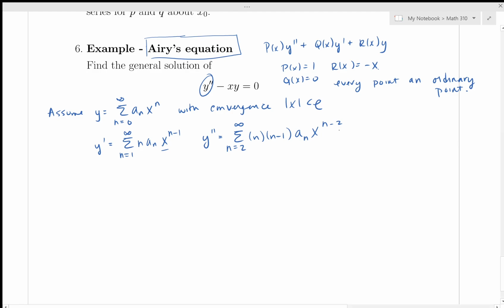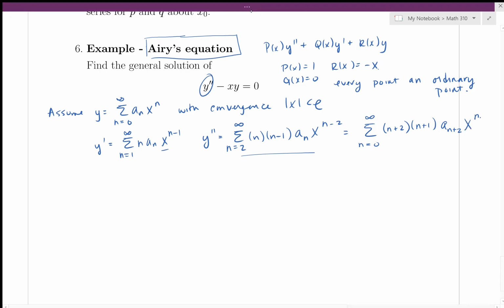Then what I'm going to do, which is why we did that little typo thing there, is adjust the indexing so that it starts at 0. So now I'm saying that this power series here that I've got for the second derivative is exactly the same as this power series here. I'm replacing n with n plus 2, and then this becomes x to the n.